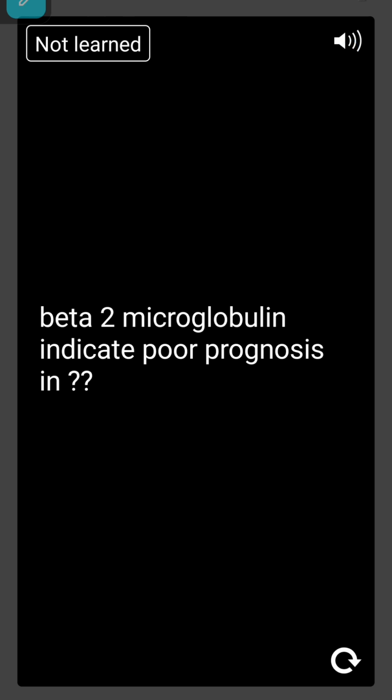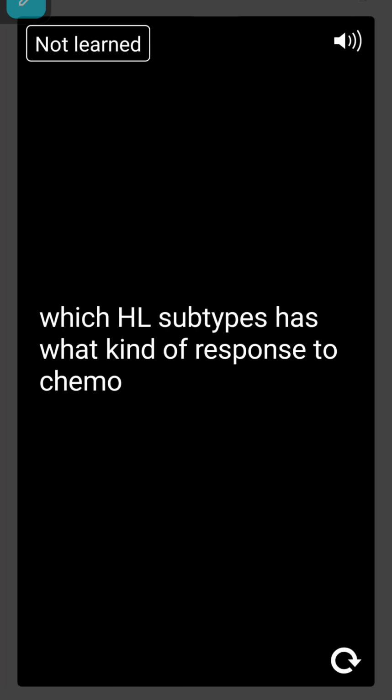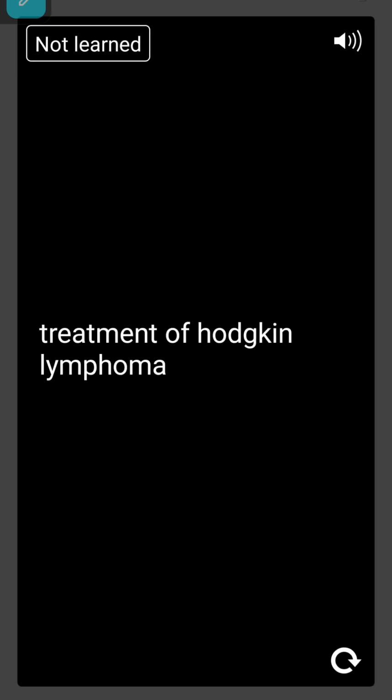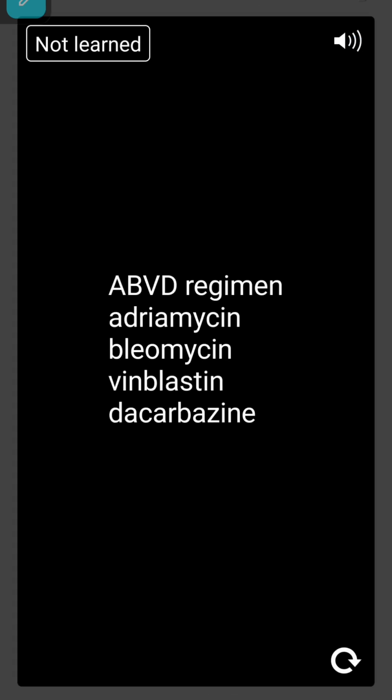Beta-2 microglobulin indicates poor prognosis in CLL, HL, MM. Which HL subtypes have what kind of response to chemo? MC, LD, poor. NS, very good. LR, excellent. Treatment of Hodgkin lymphoma: ABVD regimen. Adriamycin, bleomycin, vinblastine, dacarbazine.